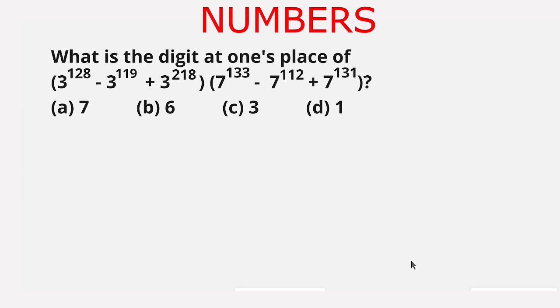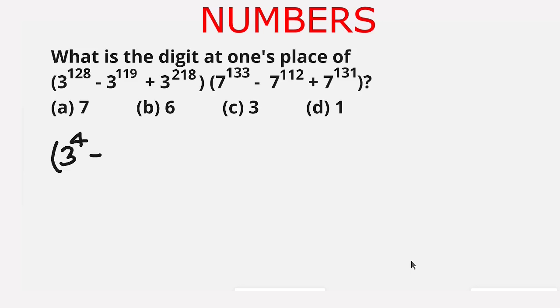So the first number is 3 to the power 128. We divide the last two digits by 4, as for finding the remainder we only have to divide the last two digits. So we divide 28, which is the last two digits of 128, and this is divisible by 4. 7 times 4 is 28, but we will take the remainder as 4 and not as 0. Minus 3 to the power 119.